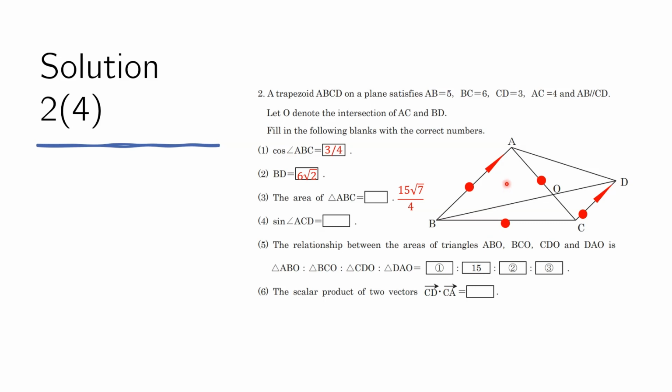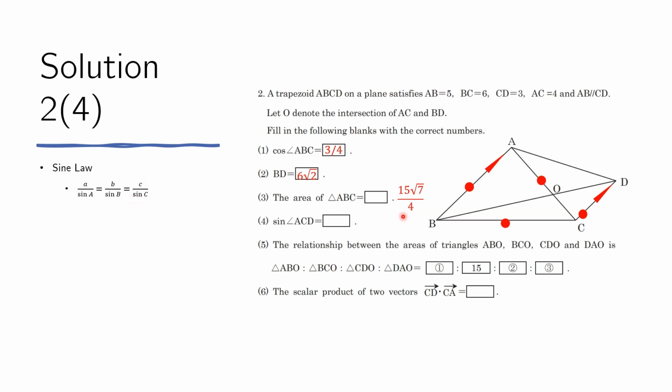Now we need to find the angle ACD, or rather the sine of that angle. And to do that, we will actually need the sine law. The sine law states that if you have a triangle such that the sides are called A, B, and C, and the angles opposite them are called capital A, B, and C, respectively, then this relationship holds. So this holds for any triangle.